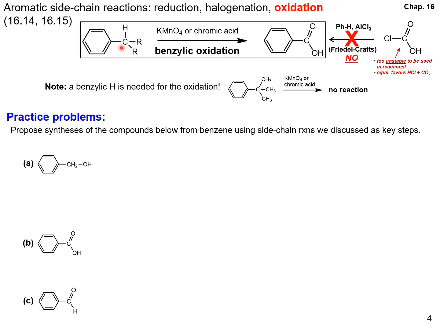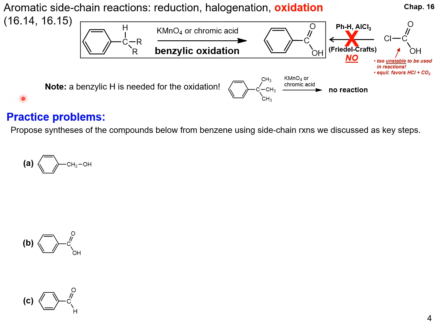If you have a side chain on benzene that has at least one benzylic hydrogen, if you treat it with a strong oxidizing agent, potassium permanganate or chromic acid, benzylic oxidation will occur, and this carbon will be oxidized completely to its highest oxidation state of a carboxylic acid. Please note that you need a benzylic hydrogen for this reaction to occur.